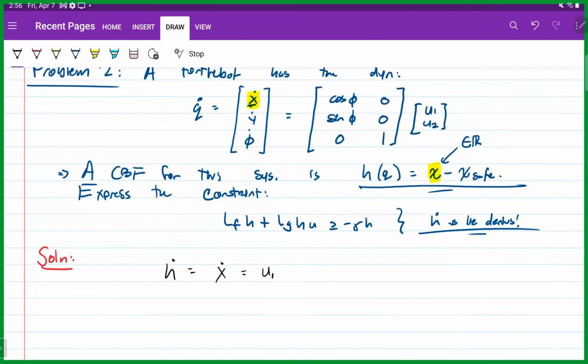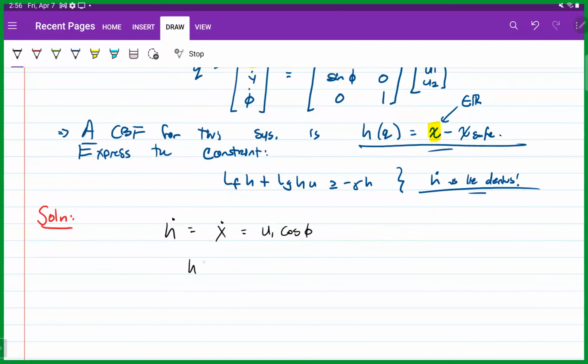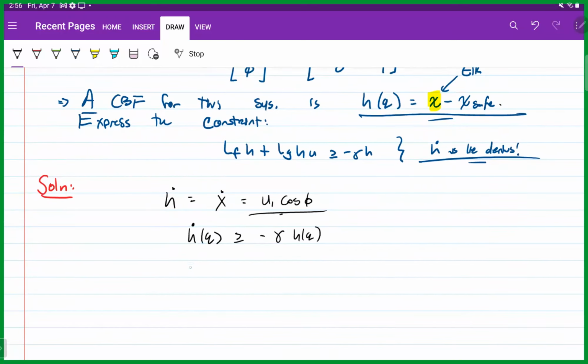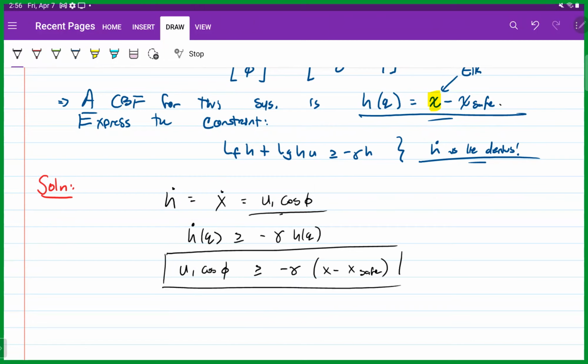It's going to be u1 times cosine phi. So if we want to enforce h dot of q greater than or equal to minus gamma times h of q, well, we know h dot is u1 cosine phi, and that should be greater than or equal to minus gamma times x minus x safe. That would be our constraint that we would apply to our CBF QP optimization.